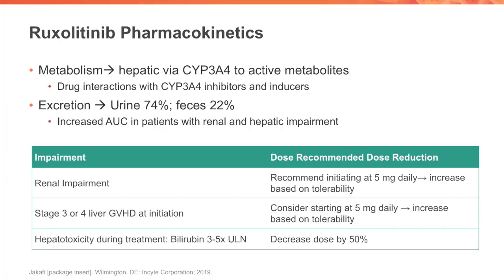Ruxolitinib is metabolized by the CYP3A pathway in the liver, so there are drug interactions to be aware of. It's excreted in urine and feces. In patients with renal impairment, the initial dose should be 5 milligrams daily. Those with stage 3 or 4 liver GVHD or hepatotoxicity should also have dose reductions.